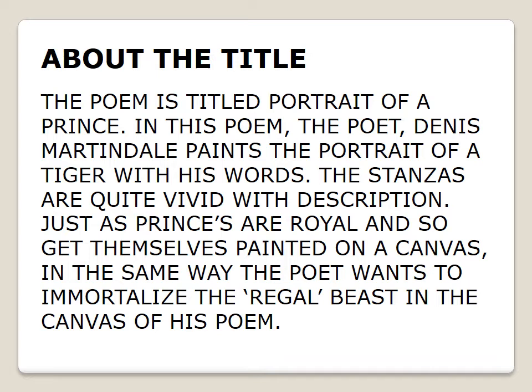You must have come across the paintings or pictures of kings and queens and princes, children. This was a normal activity that was undertaken by the royal people to get themselves painted or get their portraits made. So in this poem, the poet Dennis Martindale has painted the picture of a tiger with his words, and he believes a tiger is royalty. He is actually a sovereign beast, and hence he describes in the poem the tiger as he does.